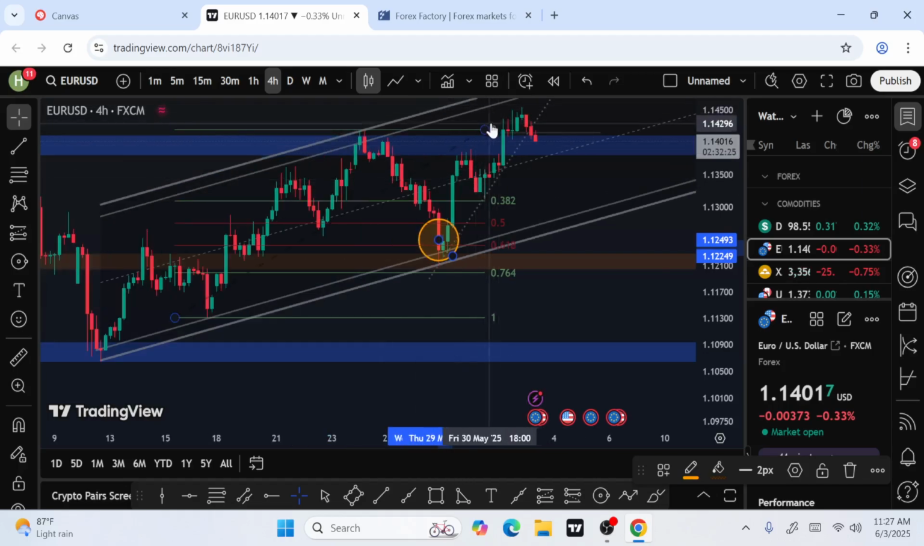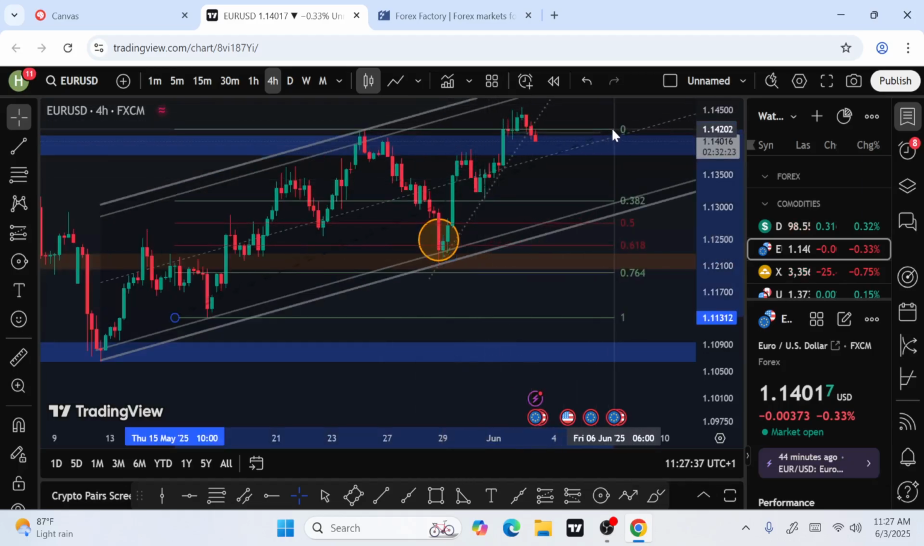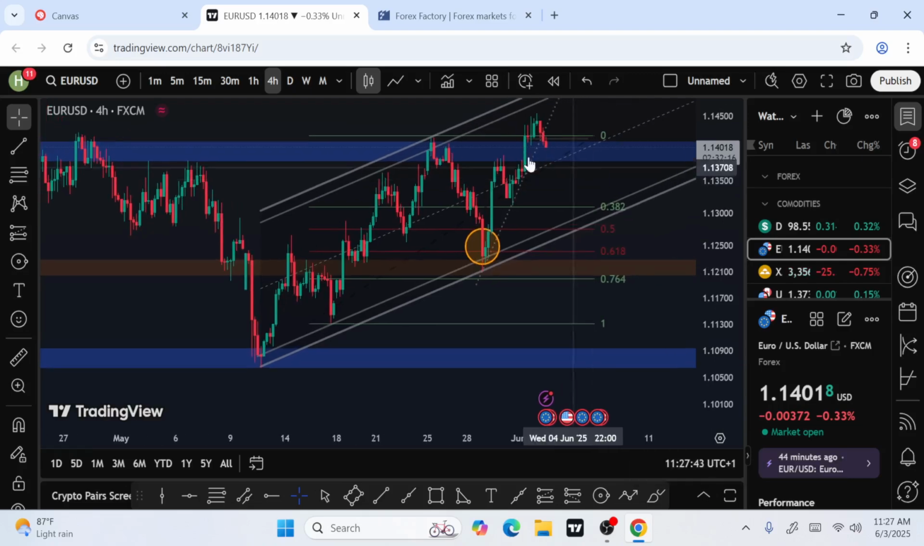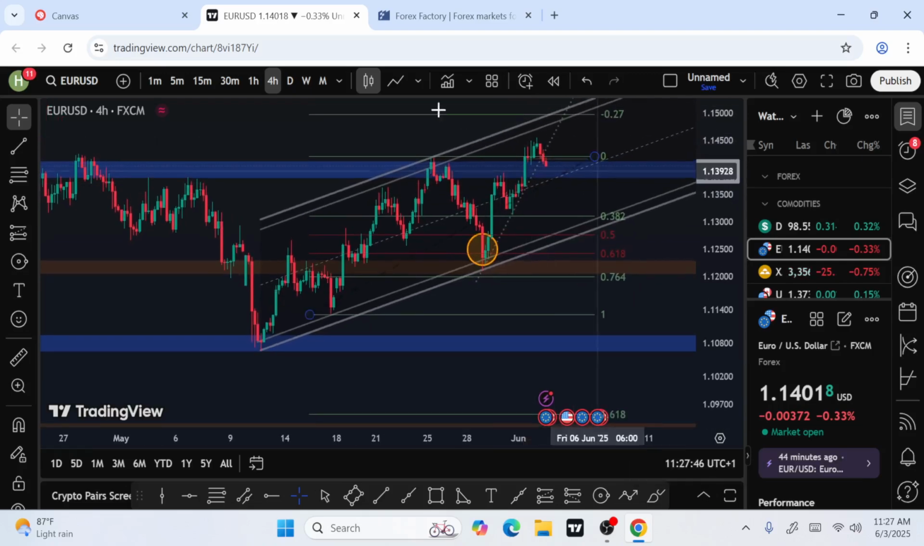Now see this. Did it get to 0? It got there. Now, it is currently retracing from this point. Is that not so? And we are still expecting that when this retracement finishes, this market is still coming to 1.1, 1.15 at minus 0.27. But I called a sell here.